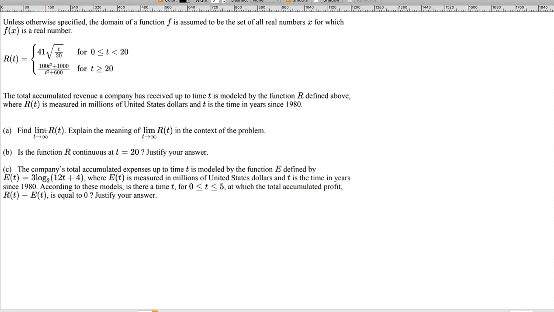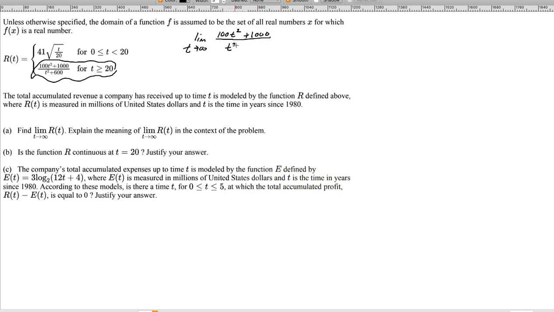Now, it basically wants us to determine what happens as time goes on forever, as the limit of t goes to infinity of r of t. Well, you're definitely only going to be using this piece for that, and you basically want to ask yourself what happens to the limit as t goes to infinity of this piece. And again, there's a rule.